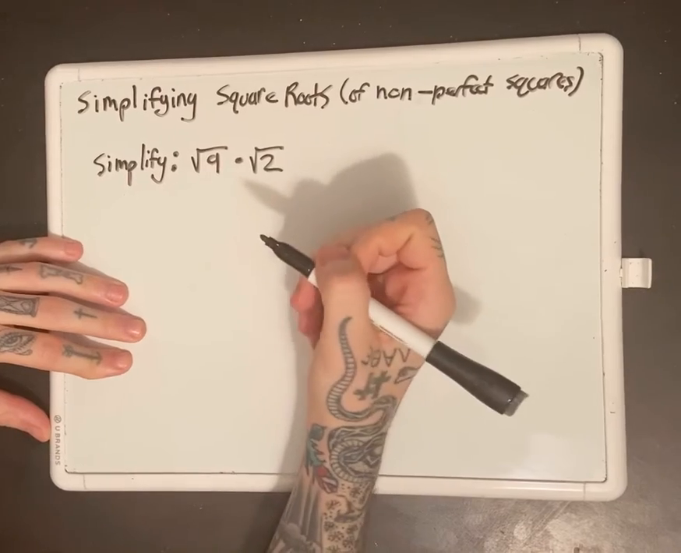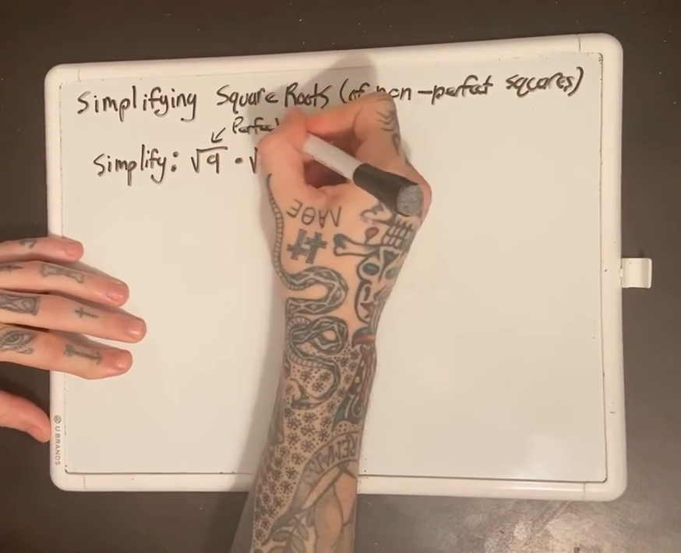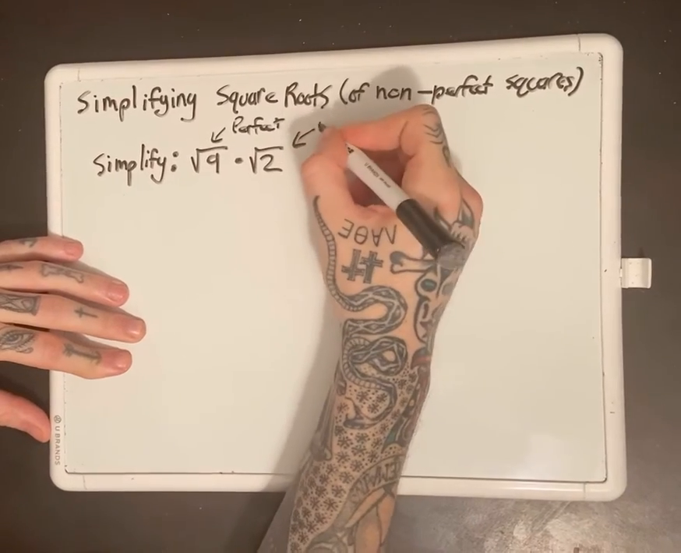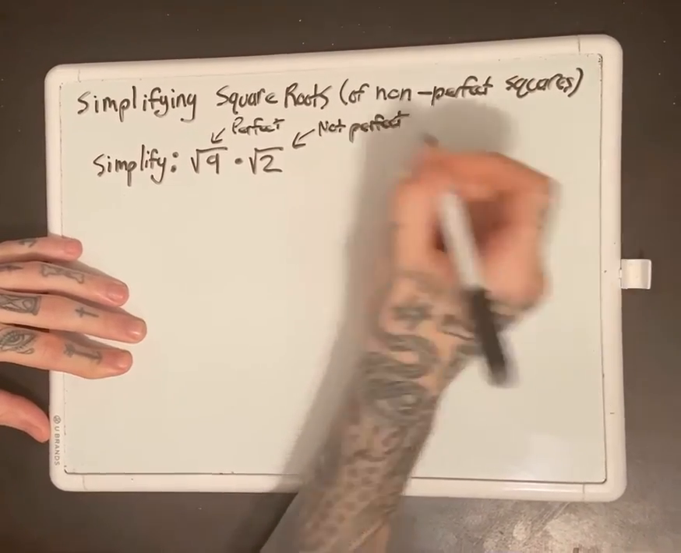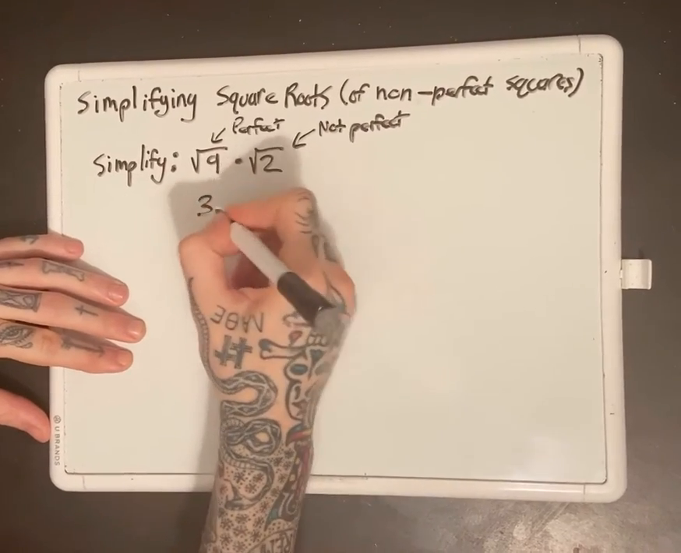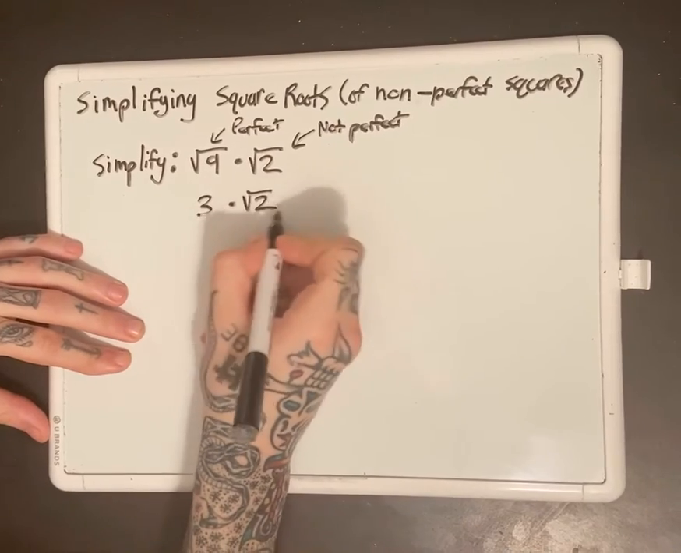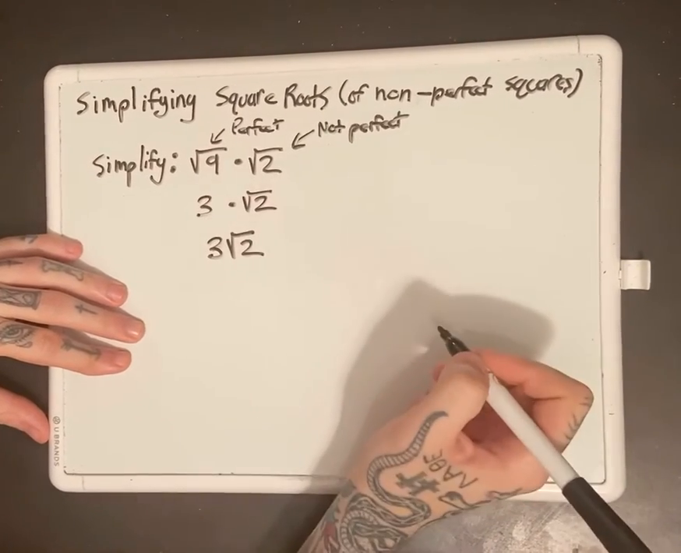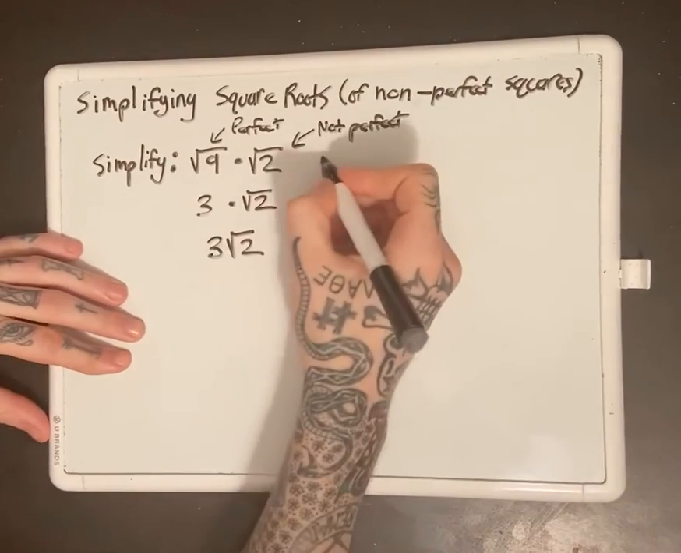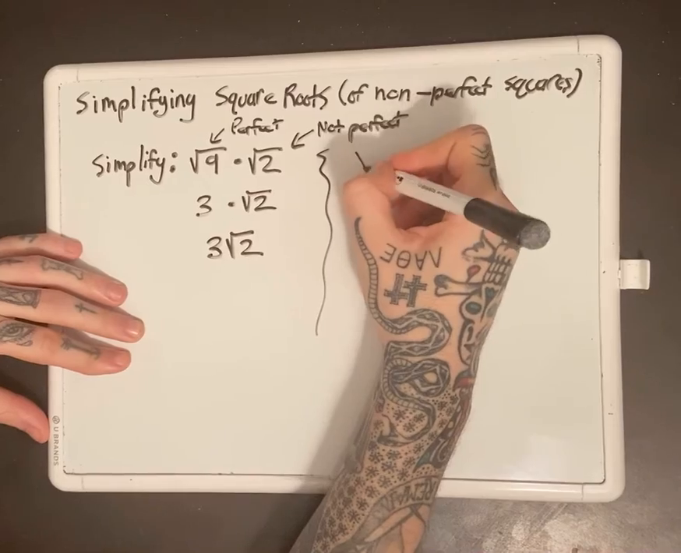So 9 is a perfect square, but 2 is not perfect. So I can take the square root of 9 and I get 3, but I can't do that to the 2, but I know those multiplied together give me 3 square root 2, okay?